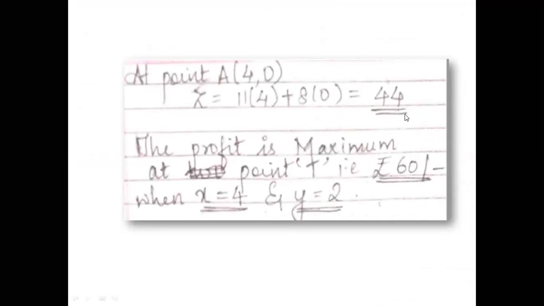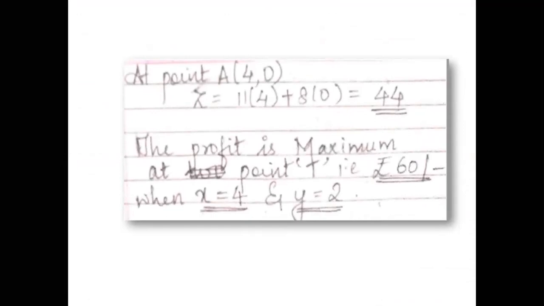So as you can see, class, out of all the values, though 48 is repeating twice, 60 is the maximum value. So maximization always represents profit. So the profit is maximum at point T, that is rupees 60, and the value of x is 4 and the value of y is 2.